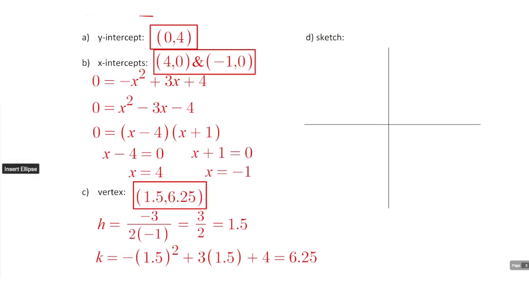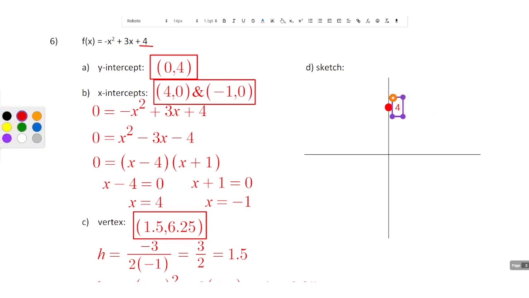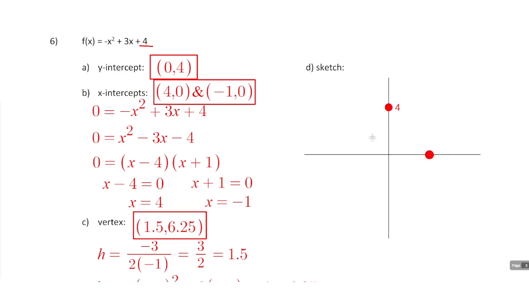Now we can plot all of our relevant points here. The y-intercept is at 0, 4. I'll just put that roughly here. My x-intercepts are at 4 and negative 1. So 4, I'm just going to see if I can make this as even as possible here. Let's see. That looks pretty good. And then negative 1, maybe right here. And then my vertex is going to be at 1.5, 6.25.